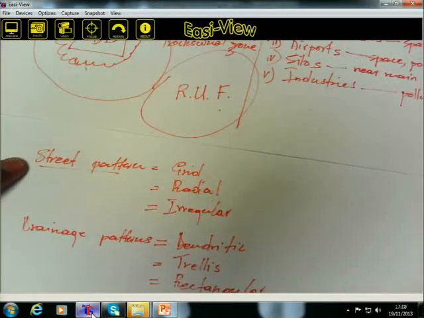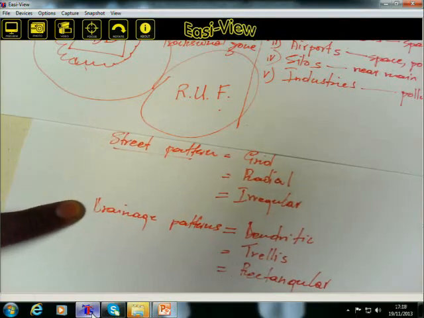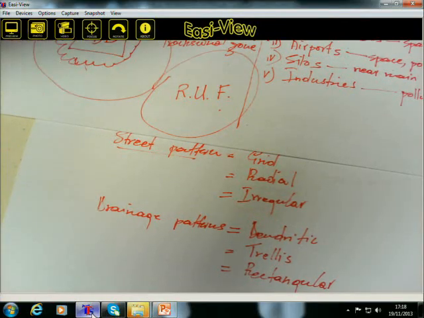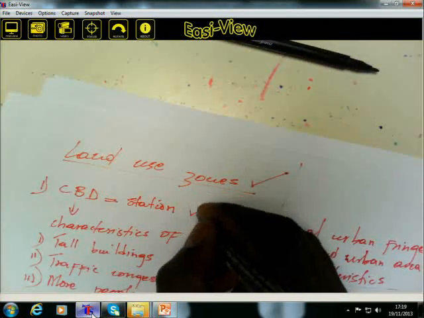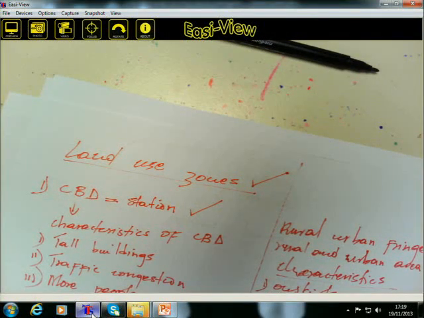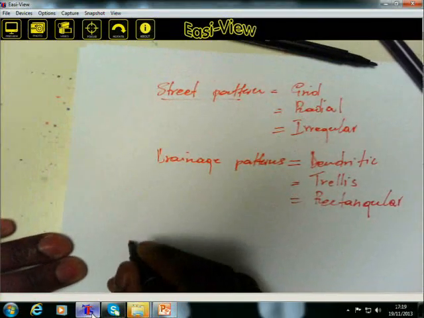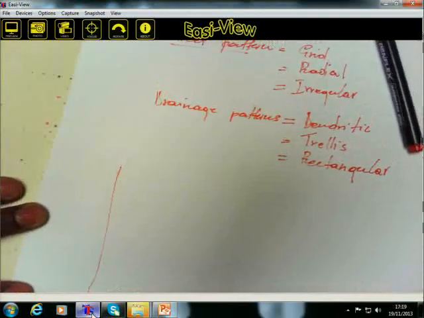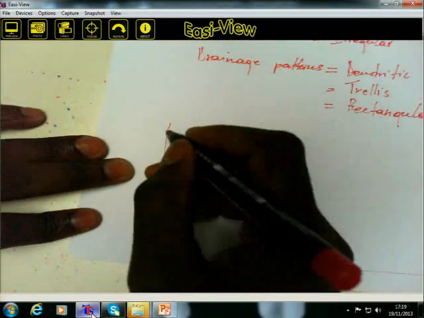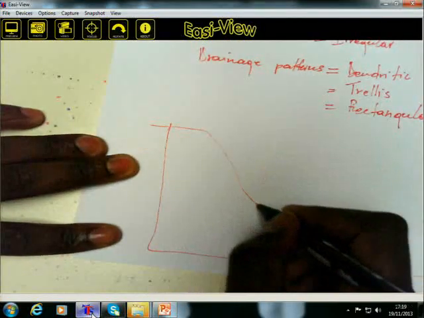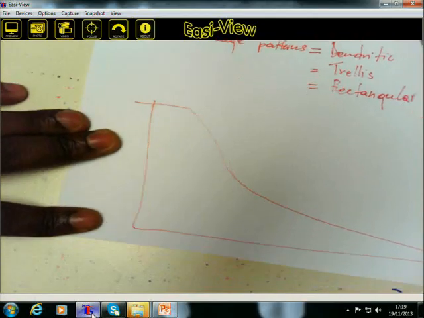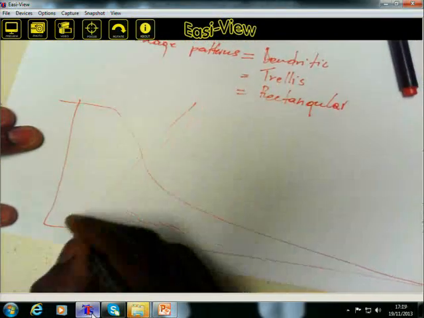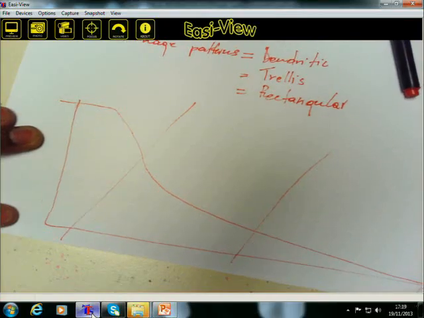Then after you have exhausted your street patterns and your drainage pattern, you come to the land use zones. I've just done your land use zones with you. Make sure that you understand the characteristics of each and every land use zone that you are talking about. We also touched on your river profile. We said your river profile can be a longitudinal profile from the upper course towards the middle course and the lower course.